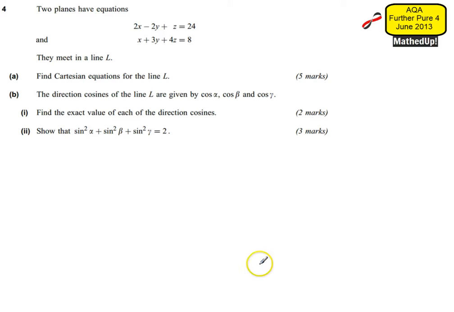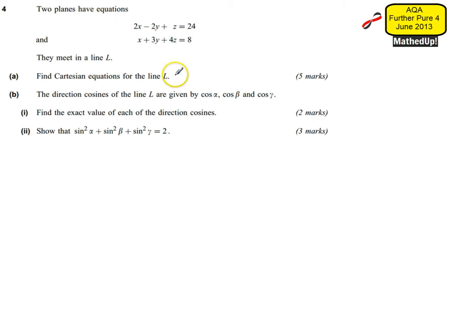Hi, this is question 4 from the AQA Further Pure for June 2013 exam paper. In this question we have two planes, 2x take away 2y plus z is equal to 24 and x plus 3y plus 4z is equal to 8, and we're being told that these two planes meet in a line L. For part A, we're asked to find the Cartesian equation for the line L.